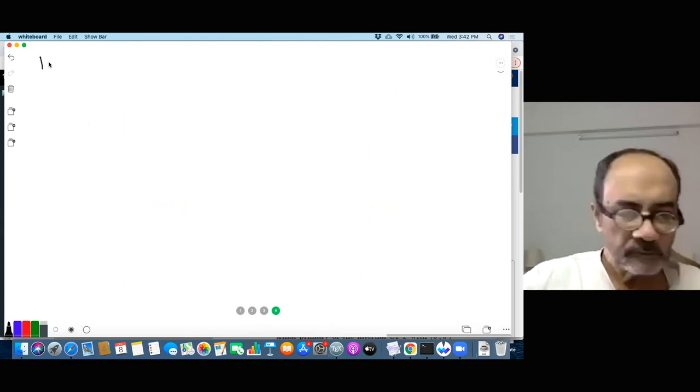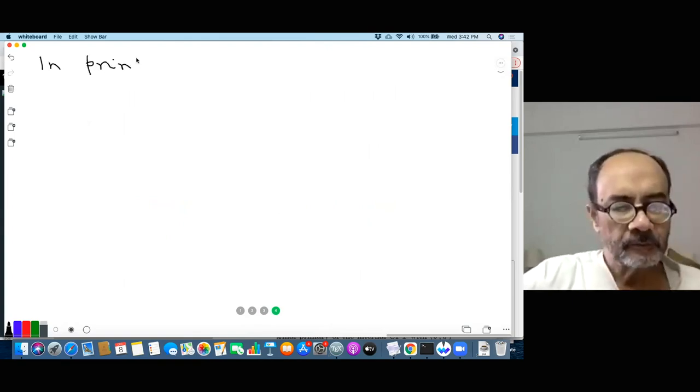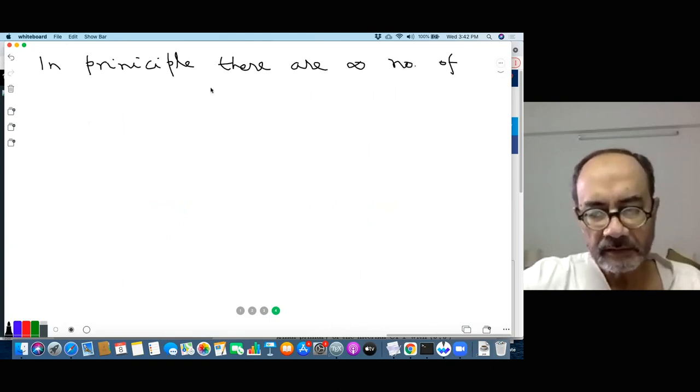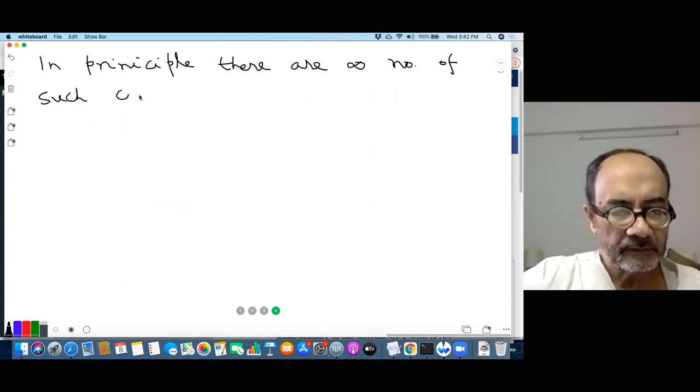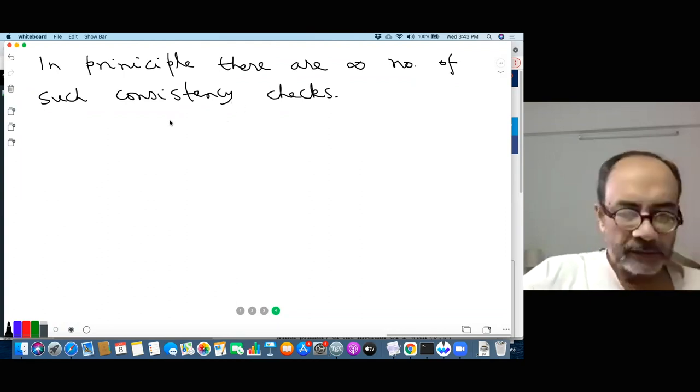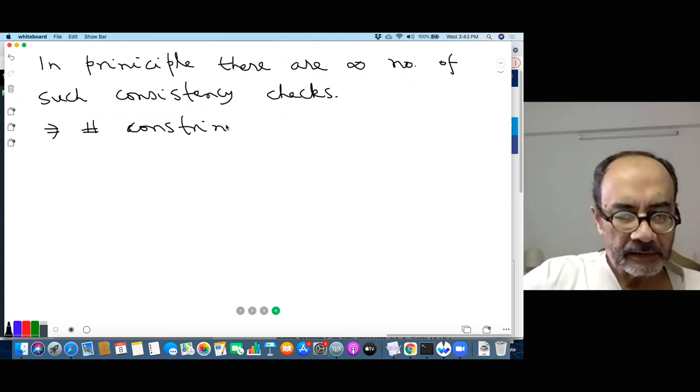So it's clear that in principle there are an infinite number of such consistency checks, because given a higher genus surface, you can cut open in so many ways, and each of those would give the same answer. So this would seem to imply there are an infinite number of constraints. The number of constraints is infinite.